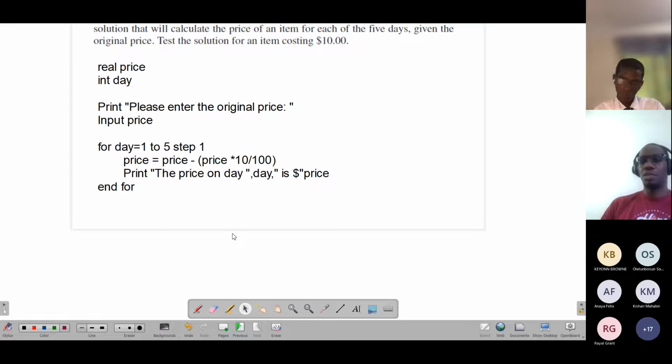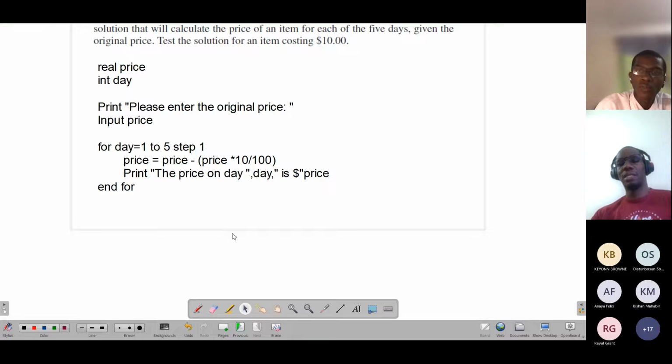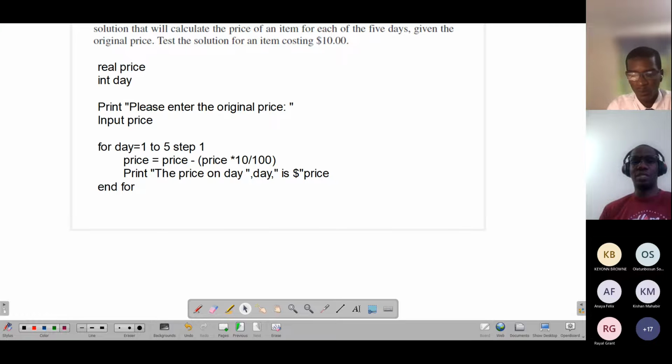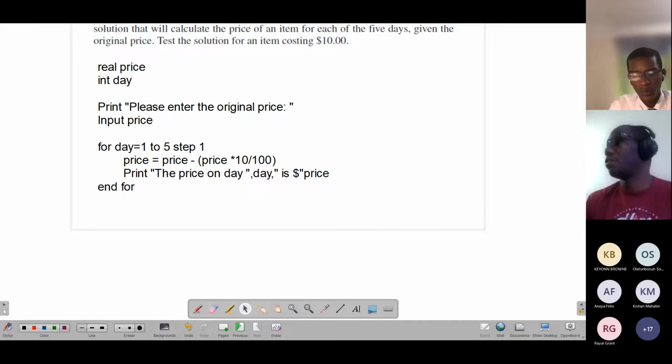So what we get over the course of the 5 days is that the price on day 1 is $9, if the price was originally $10. The price on day 2 is 10% less than that $9. This is essentially what some of you all came up with. So if this is where you're at, especially with a nice solution at this point, don't overthink it.